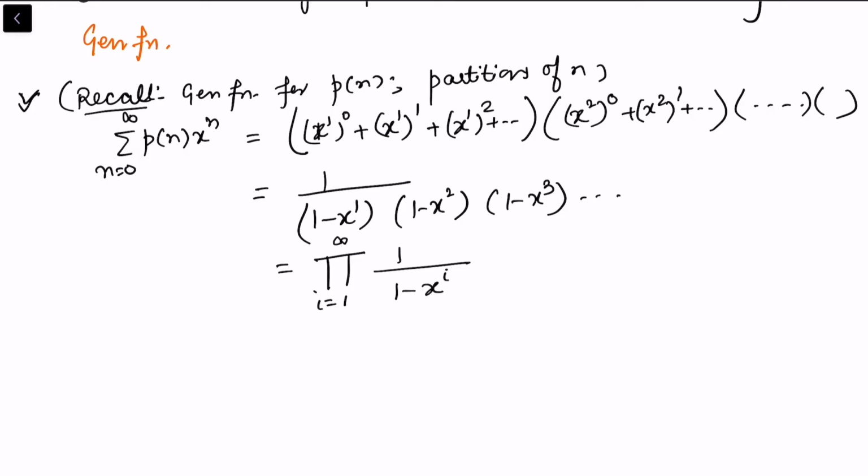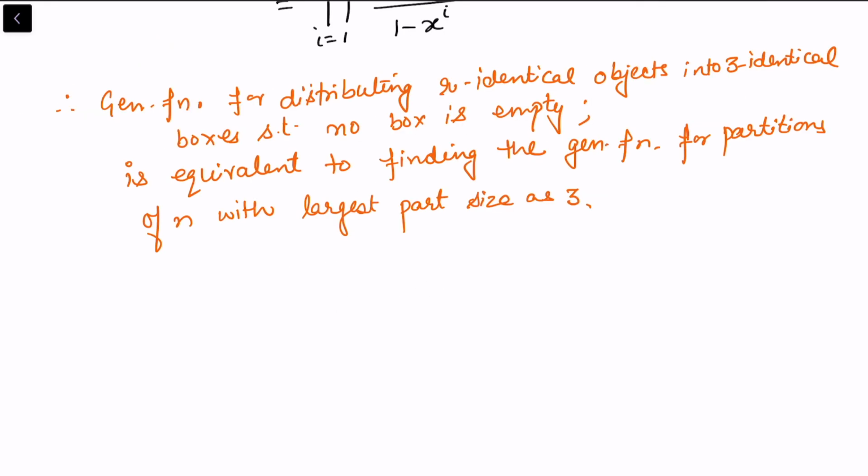So the generating function for distributing r identical objects into 3 identical boxes such that no box is empty is equivalent to finding the generating function for partitions of n with largest part size as 3. And in this case again, we create the generating function corresponding to size 1, size 2 and size 3. Now we said that the largest part size is 3.